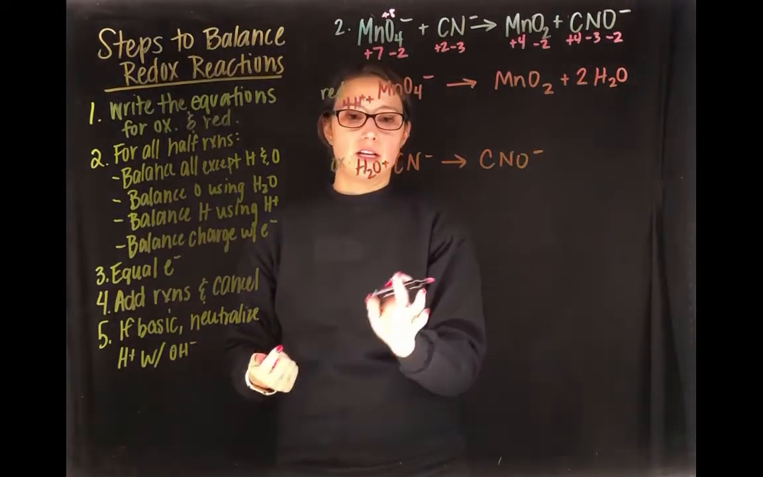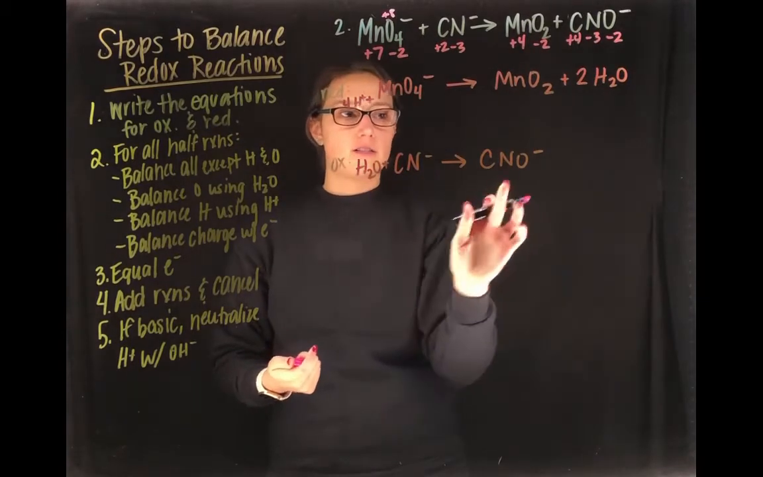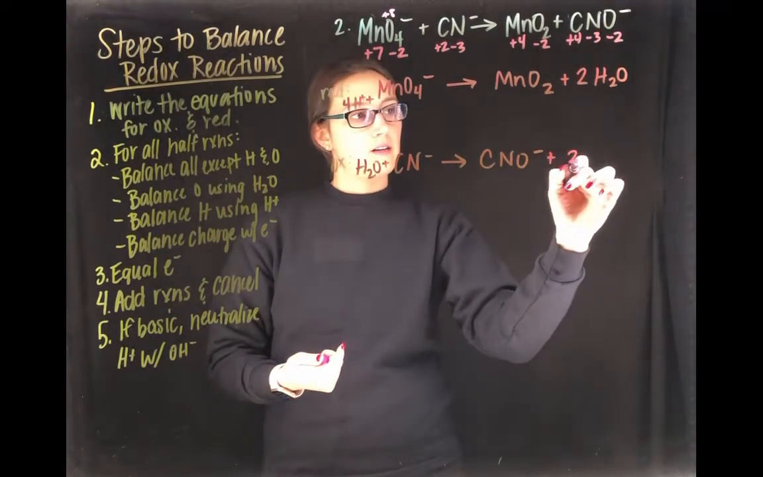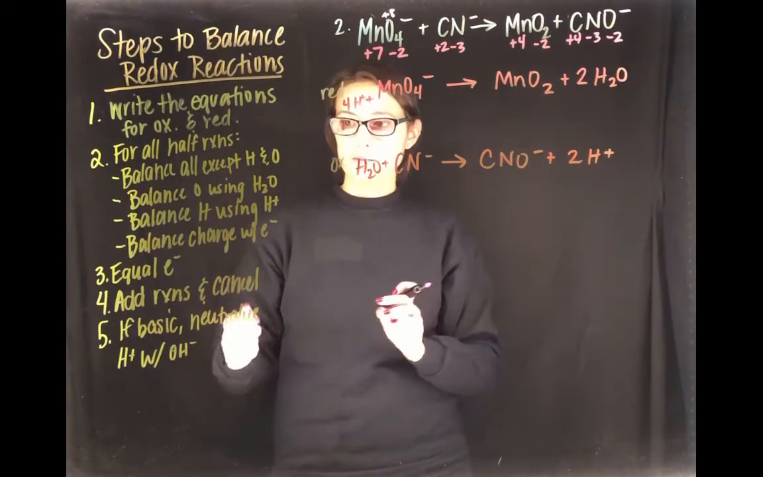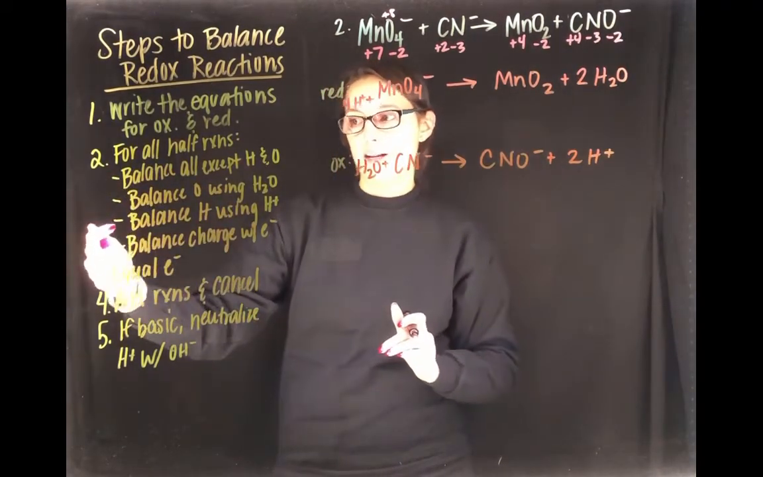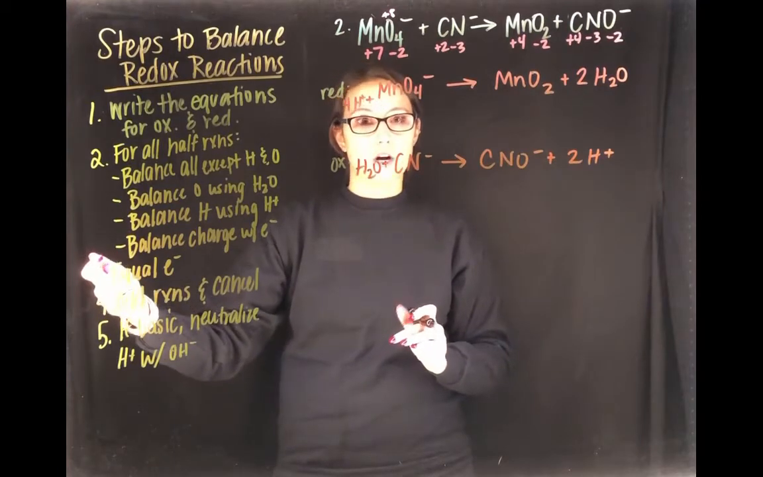Looking at the oxidation half reaction, I have 2 hydrogens on the left and none on this side, so I'm going to add 2 H⁺ to the right. So once all of the atoms are balanced, then we're going to balance charge.